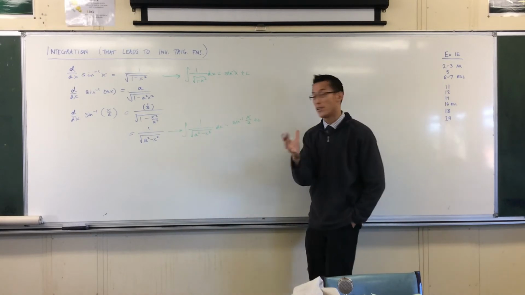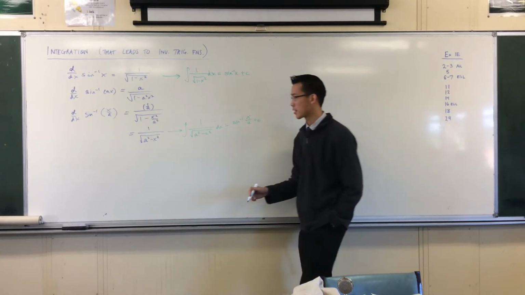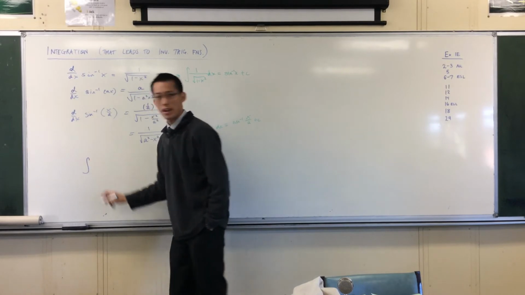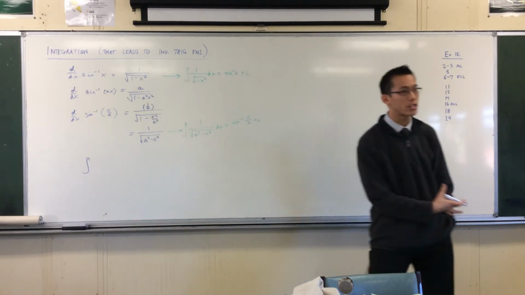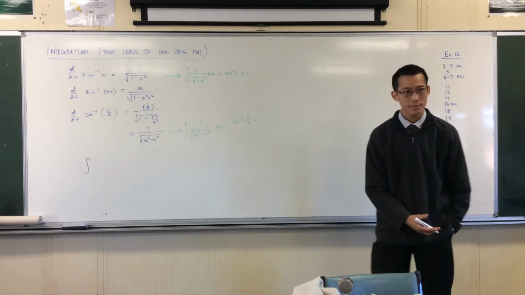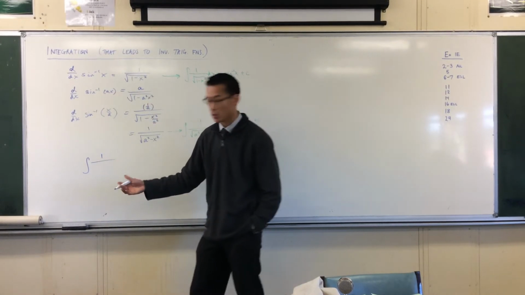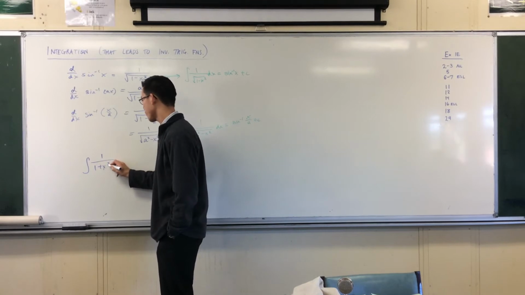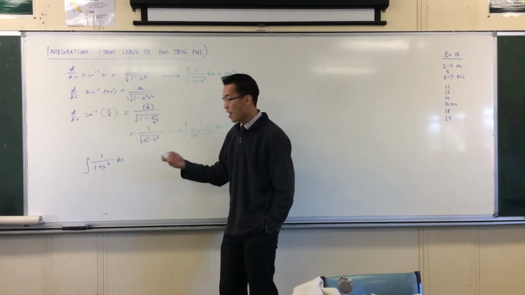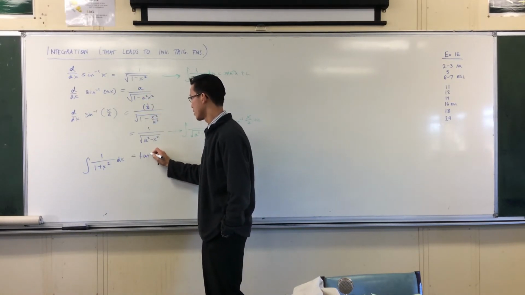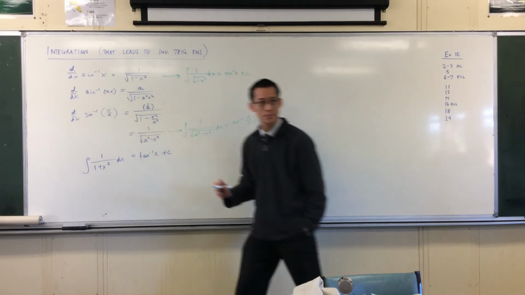Okay? So this time, going straight to the integrals, let's think about tan inverse, because that looks a bit different to sine inverse, doesn't it? Okay? What would be the integral that I'm interested in to end up with tan inverse? It's going to be 1 on 1 plus x squared, that's just my regular one, dx, okay? That's going to give me tan inverse plus a constant, okay?